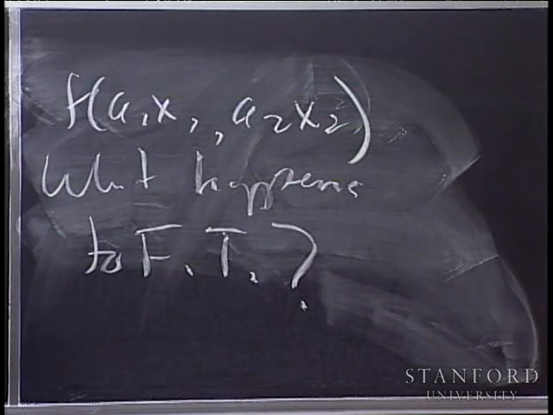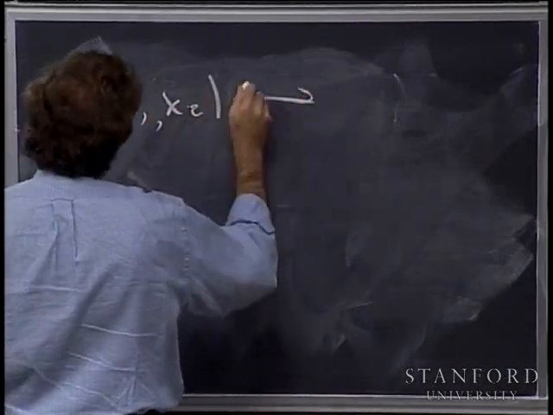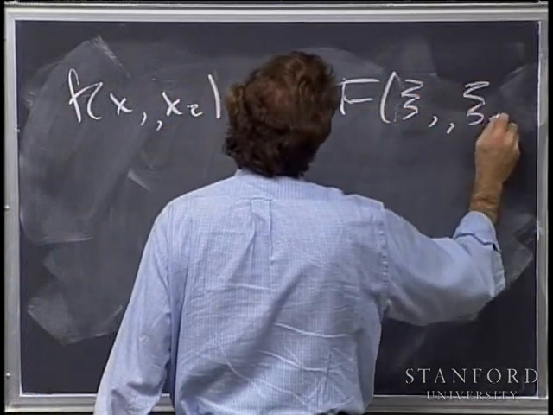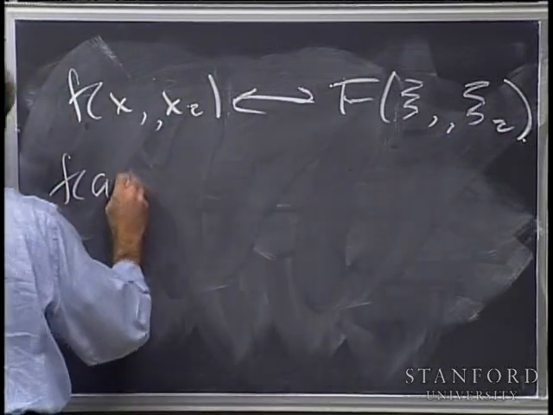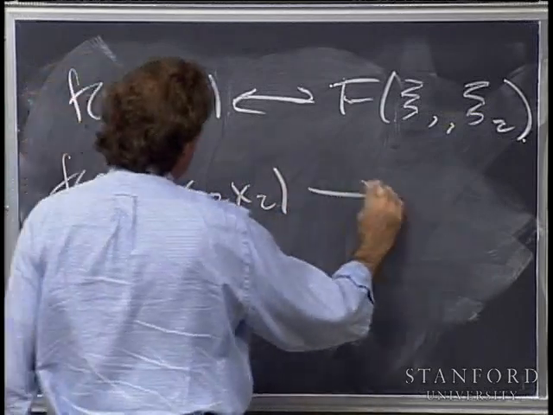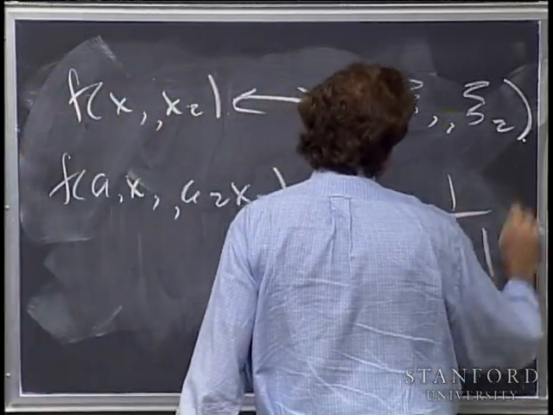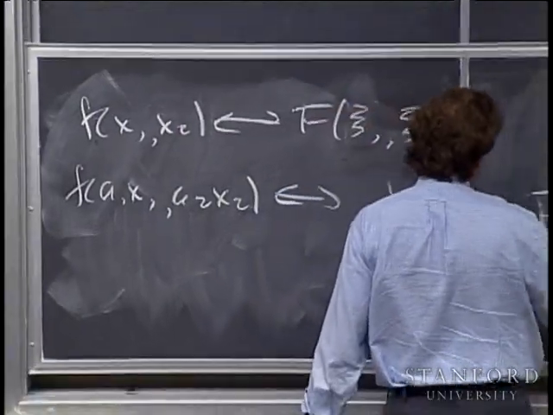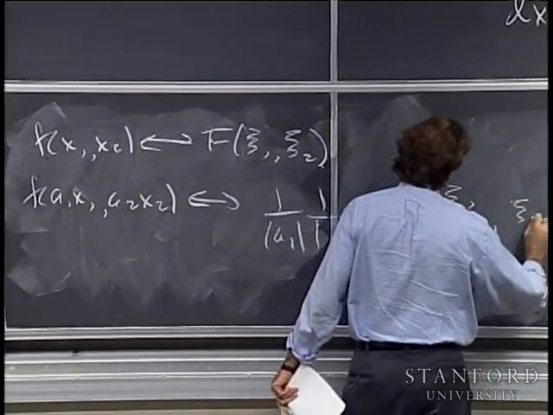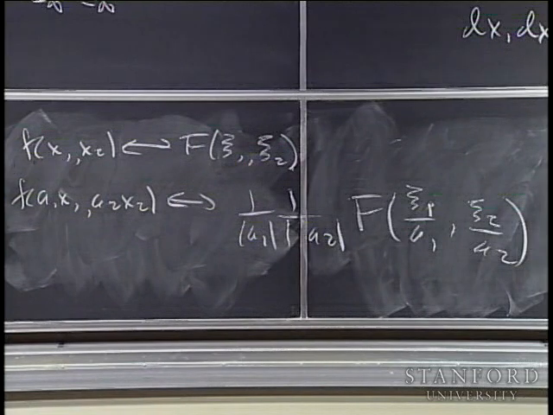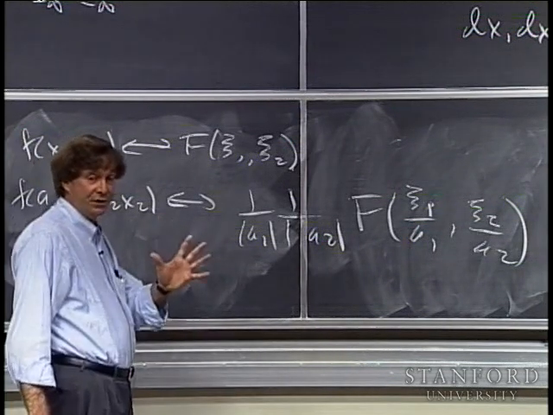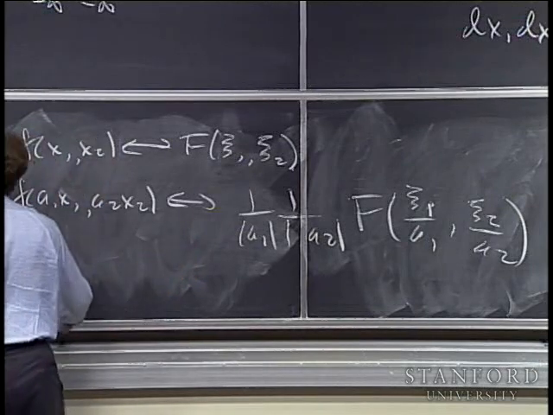So it looks like this. Again, if, say, f of x1, x2 transforms to F of c1, c2, all right, the spatial domain and the frequency domain, then f of a1x1, a2x2 transforms to 1 over the absolute value of a1 times 1 over the absolute value of a2 times F of c1 over a1, c2 over a2, in pretty close correspondence to the one-dimensional case. Okay? If the variables x1 and x2 scale separately, then so do the frequency variables c1 and c2, and it's a reciprocal relationship again. Okay, so again you have reciprocal relationships.